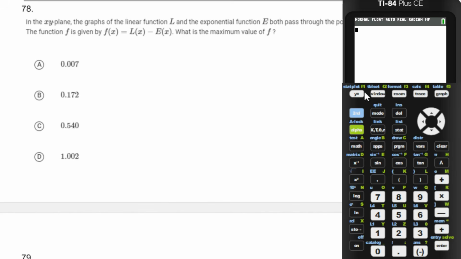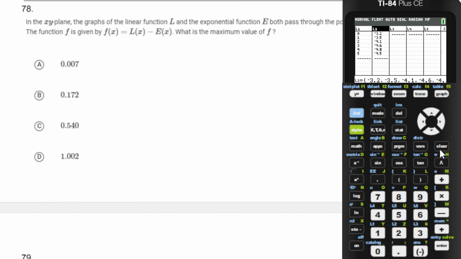All right, if they're telling me that I've got 2 different functions running through both of these points, I should probably just edit the lists and run 2 regressions. I think it's going to be the way for me to go. And clear that one out. Okay, the points were 0, 2, and 1, 6. So, I know those are covered up, but I think it's alright. I can just tell you, you saw it earlier. Okay, what is the maximum value of f?